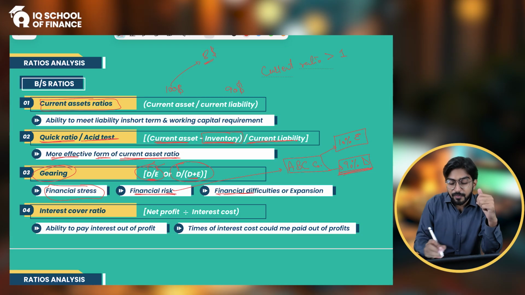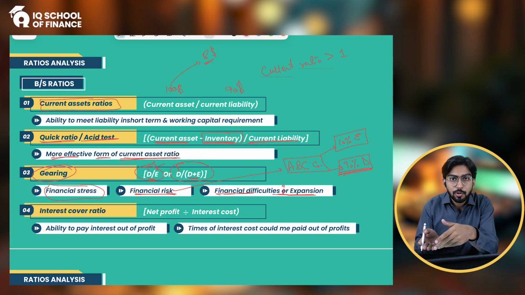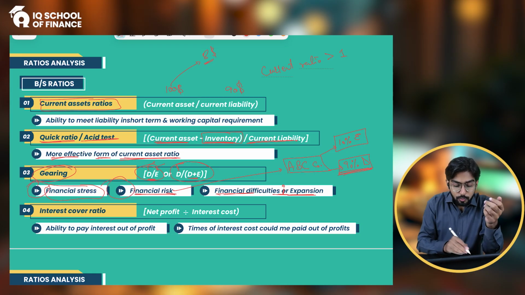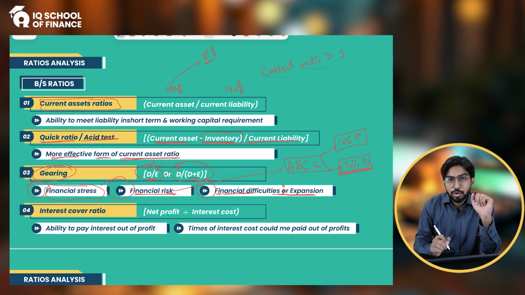Then we have financial difficulties in expansion. Why? Because if you go to the lender and say that I need more debt, they will say you already have so much debt, first try to pay them off and show us some feasibility of how you are going to pay them, how you are going to manage it, right? So that's how you will face more challenges if your gearing is too high. All right, if you have too high gearing, you will face these three issues.